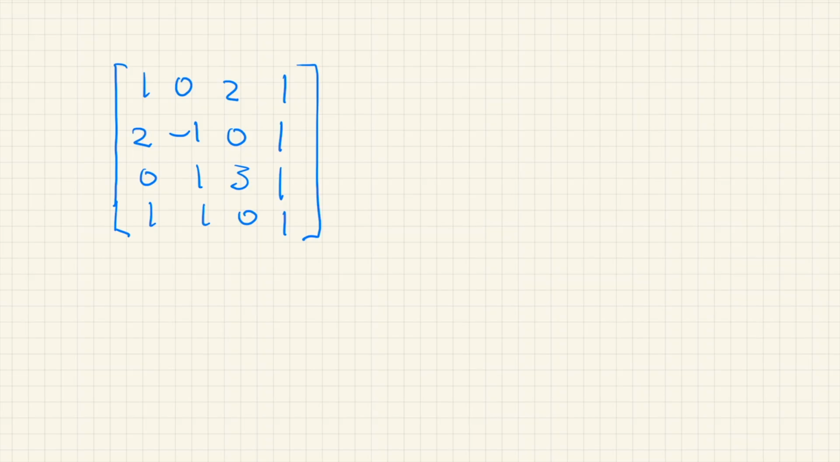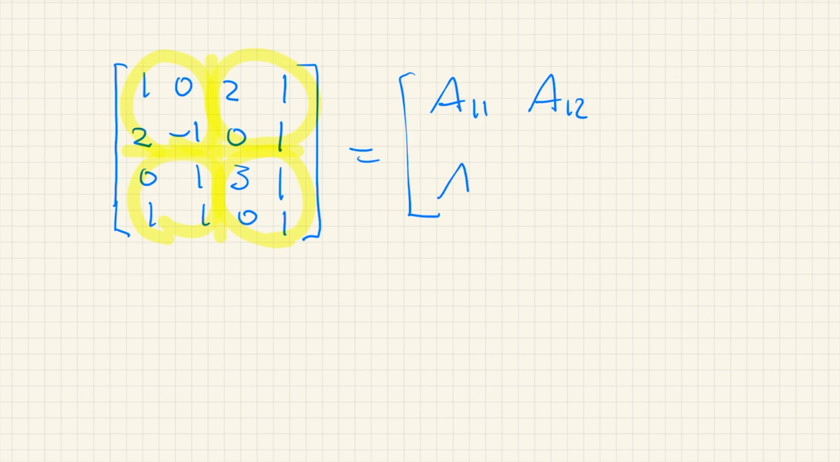In this video, we study block matrices. For example, if we have a 4x4 matrix like this, we can split this into blocks, for example, like this. So this is one block, another block, another block, yet another block. So this matrix can be written as something like A11, A12, A21, A22, and each of these is a matrix.